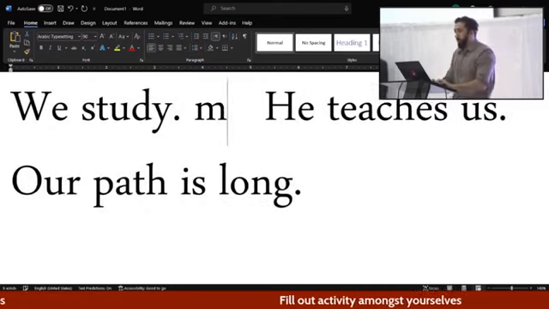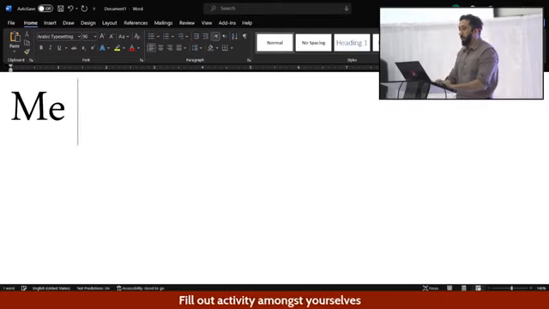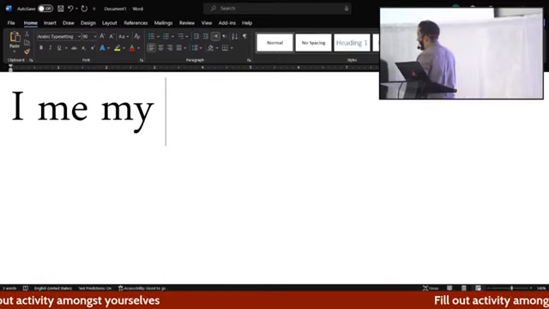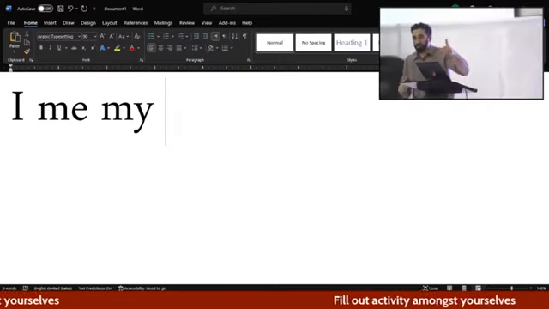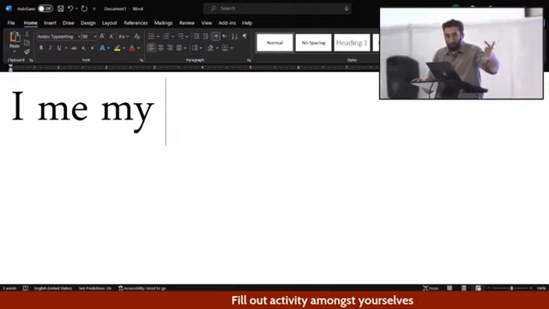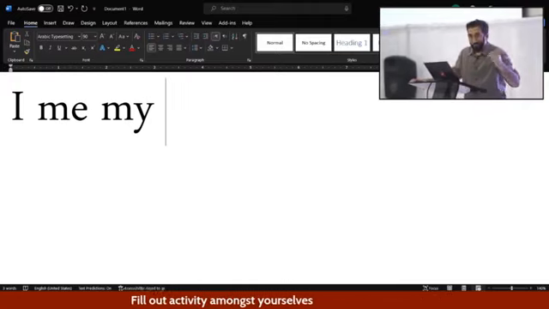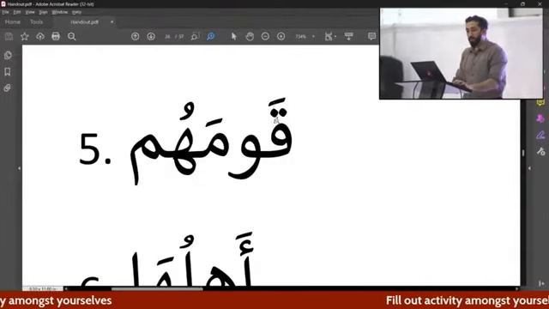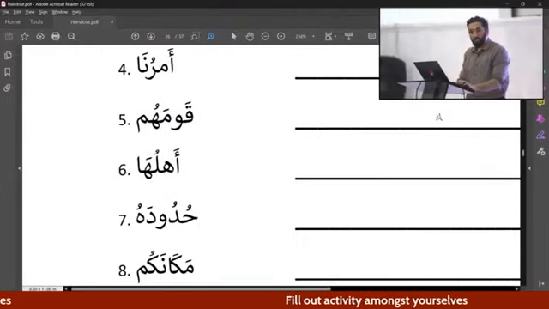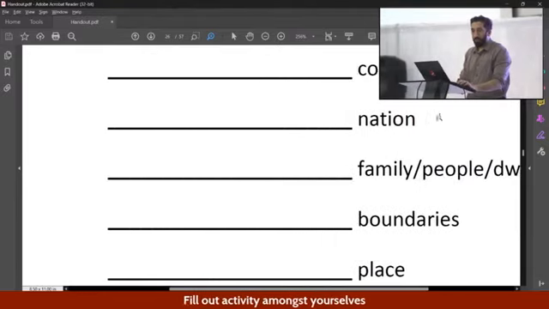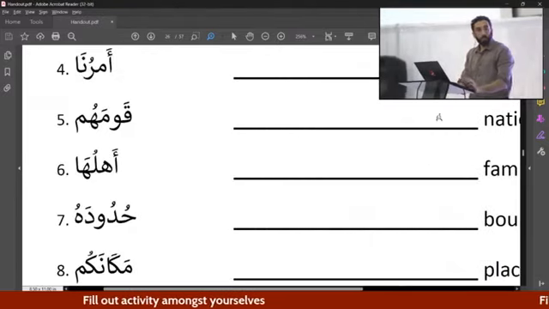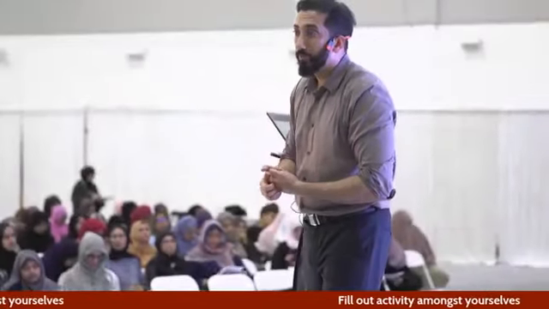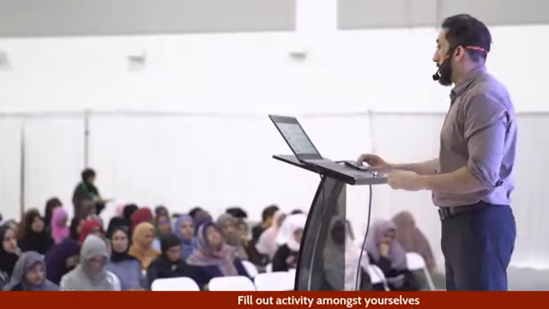Okay. What about between I, me, and my? Which one is rafa', which one is nasab, which one is jar? What do you think? I is rafa. Me is nasab, and my is jar. Now you're getting it. That's why we're not going to say we command. We're going to say our command. Okay? If it's detached, then it's we. Yeah. Qawmahum.